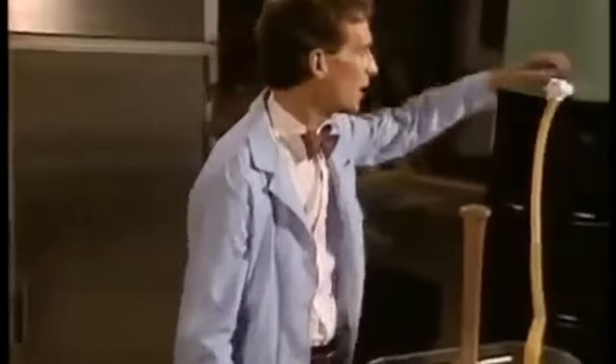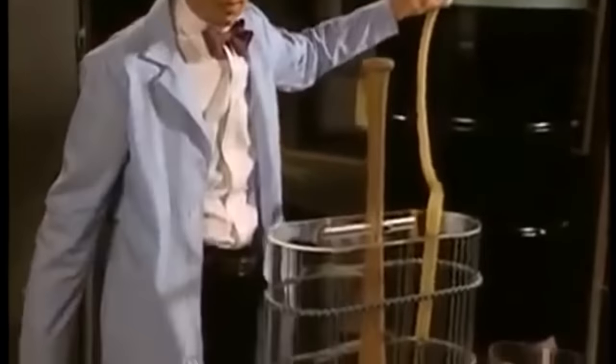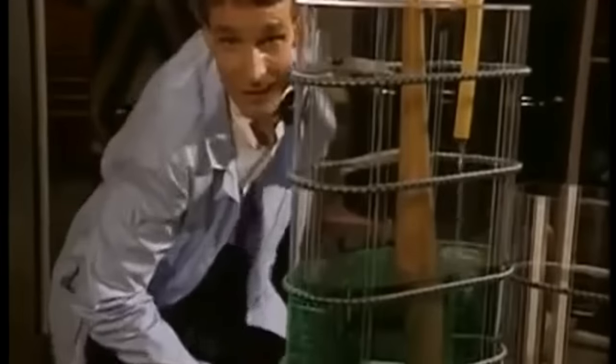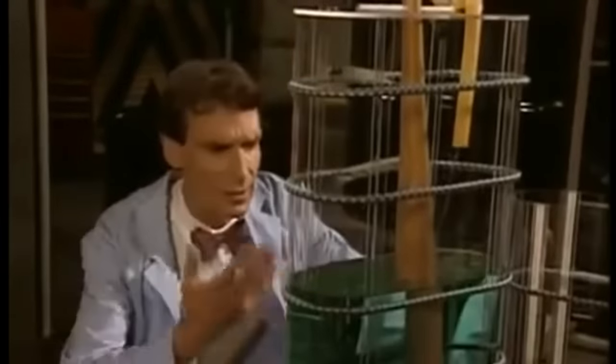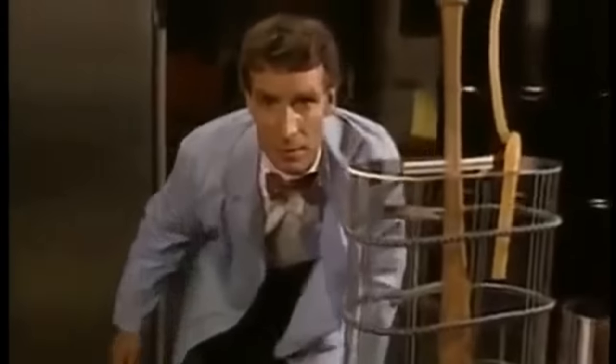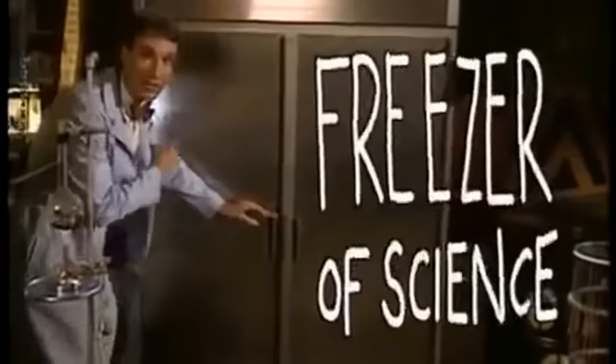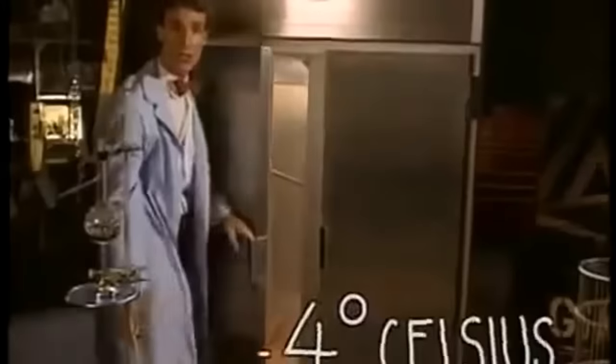Now, what if we wanted to change phase again? Like, let's say we wanted to turn this liquid into something else. Like, maybe we want to turn this liquid into a solid. Now, how would we do that? We'd have to take energy away, right? What do you think we'd need? Well, maybe a freezer. Maybe a great big stainless steel freezer of science, like this one. Take a look inside. It's cold. It's real cold. Oh, it's like -4 degrees Celsius.